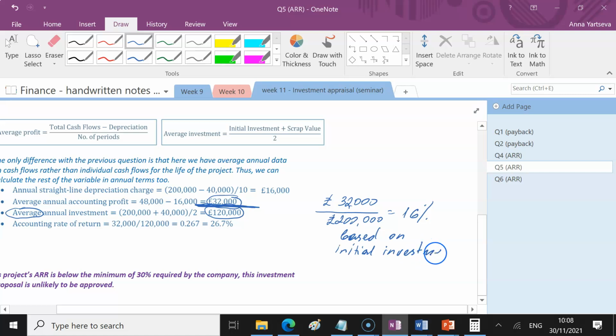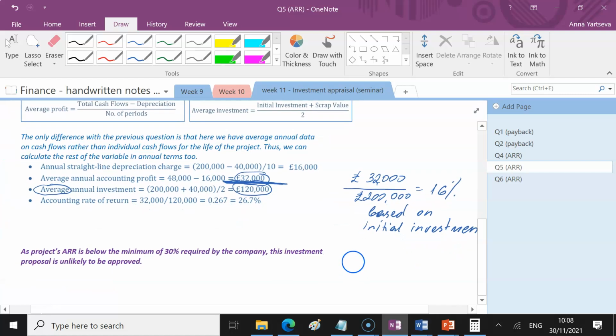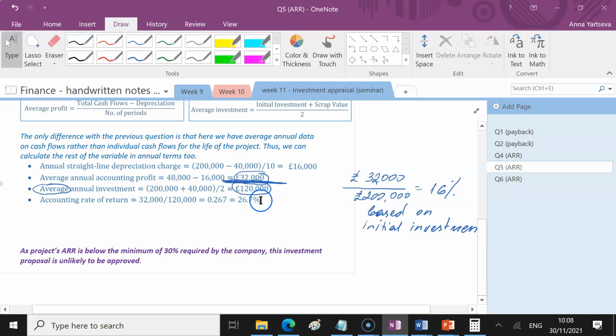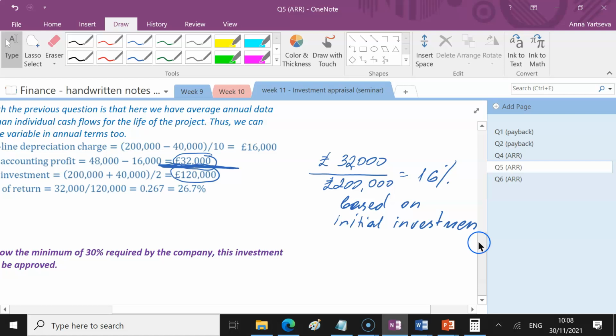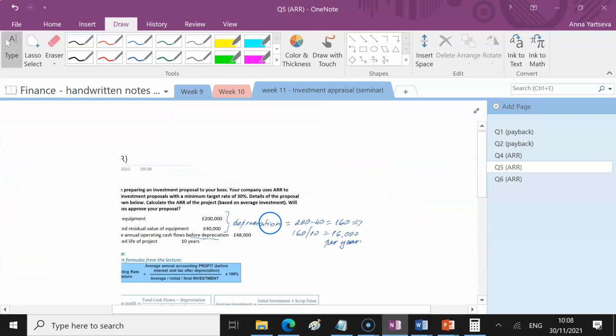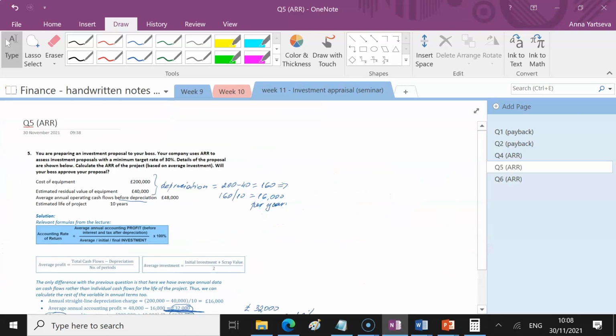So if you want your project to be accepted, you would report this figure, 26%. If you want it to be rejected, you can report this number. And as I said, you can manipulate the decision being made, which is both an advantage and disadvantage of this specific metric. Any questions? Yeah, it's up to you what to report.